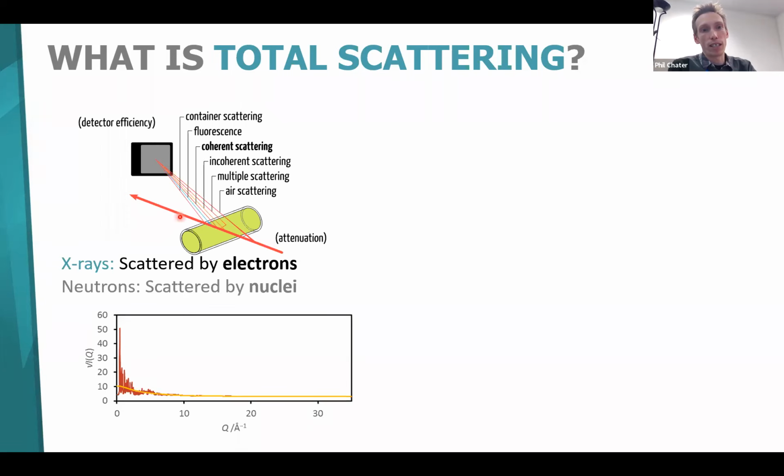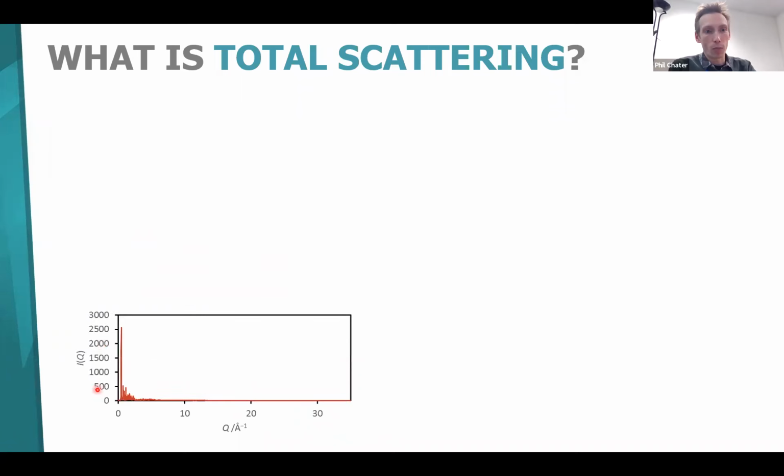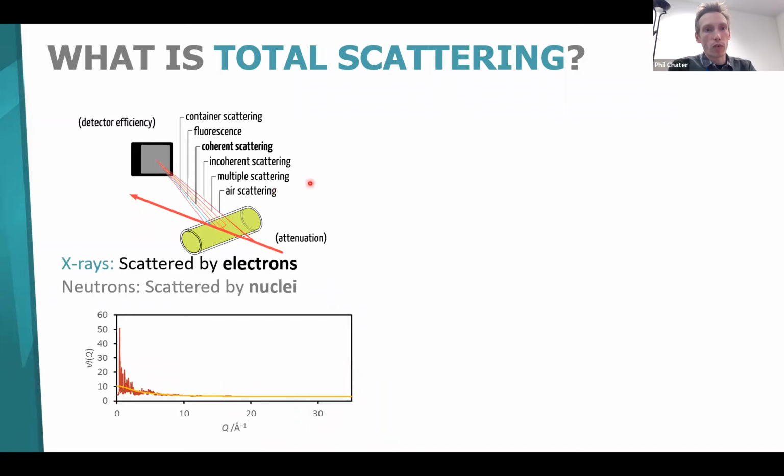This is our scattering experiment. We have X-rays hitting our sample, typically in some kind of container. And the part of all this that carries the information is the coherent scattering. So that's what we're trying to extract from this data set. In order to do that, we need to remove things like air scattering, multiple scattering, incoherent scattering, any fluorescence or Compton scattering from our sample. We also need to take into account things about the experiment, such as detector efficiency or attenuation by the sample.